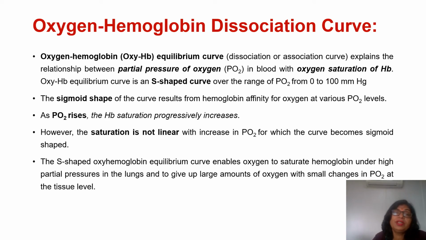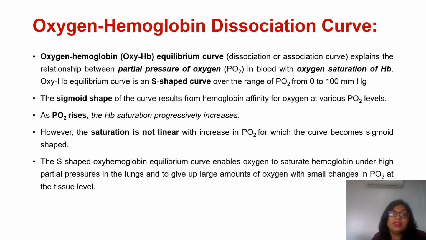Now coming to the very important oxygen hemoglobin dissociation curve. The oxygen hemoglobin dissociation curve, or equilibrium curve, explains the relationship between the partial pressure of oxygen in blood and the oxygen saturation of hemoglobin. You draw PO2 on the x-axis, the horizontal axis, and oxygen saturation on the vertical axis, the y-axis. This curve is an S-shaped, sigmoid curve over the range of PO2 from 0 to 100 mmHg. This sigmoid shape results from the varying affinity of hemoglobin for oxygen at various PO2 levels, because affinity is not the same at each PO2; it varies.